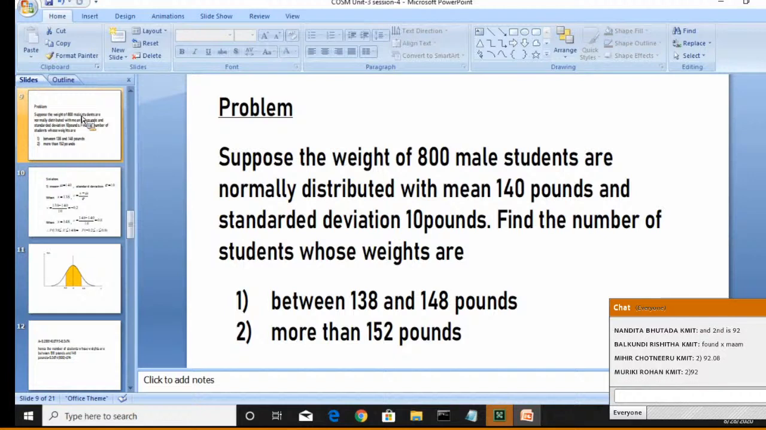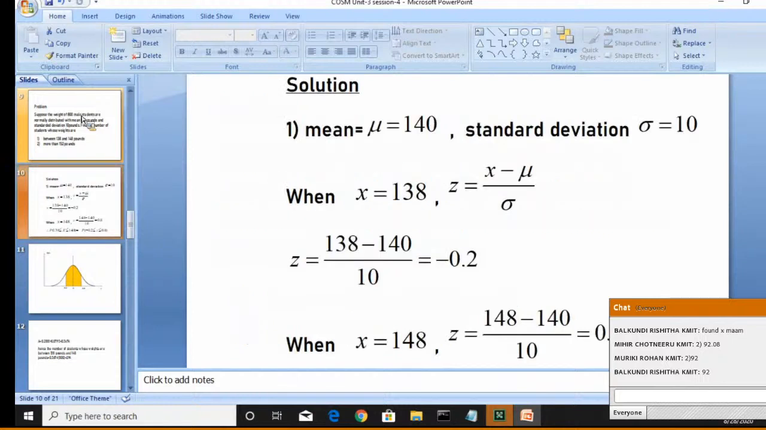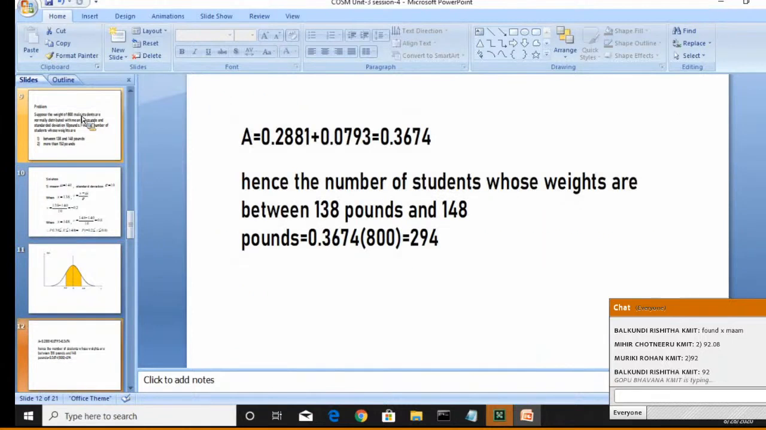You have learned it in the fitting of normal distribution, how to find out the expected number. You learned it in binomial distribution. Yes. So we got the value 294. I am moving to the next slide.